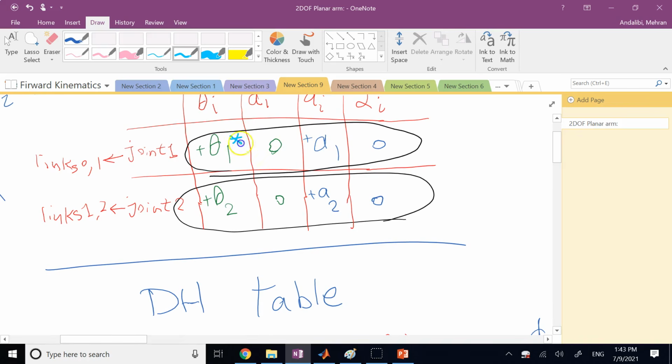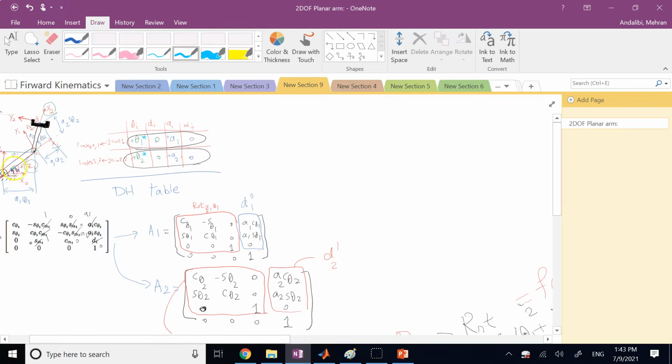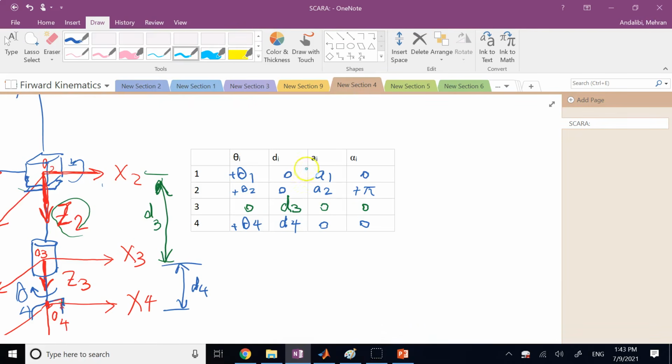Theta 1. Between A2 and theta 2 is theta 2. A1 and A2 are the geometry, the length of the links. They are fixed. Only theta 1 and 2 are the only variables. If you look here now, what about these? In the first row, it's only theta 1 that is variable. In the second row, it's only theta 2.